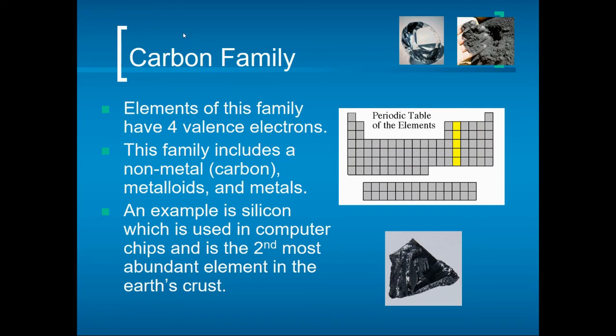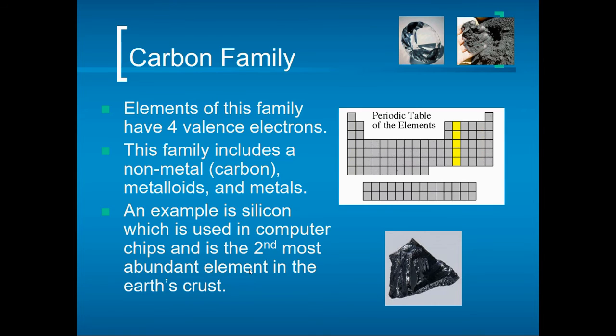Okay, so next we have the carbon group. That is group number 14. The carbon group. It's got carbon at the very top. These have 4 valence electrons. They include a nonmetal carbon, some metalloids, and some metals. Actually, just 2 metals, 2 metalloids, and one nonmetal. An example of the carbon family is silicon. That's used in computer chips, and that's the second most abundant element in the Earth's crust.